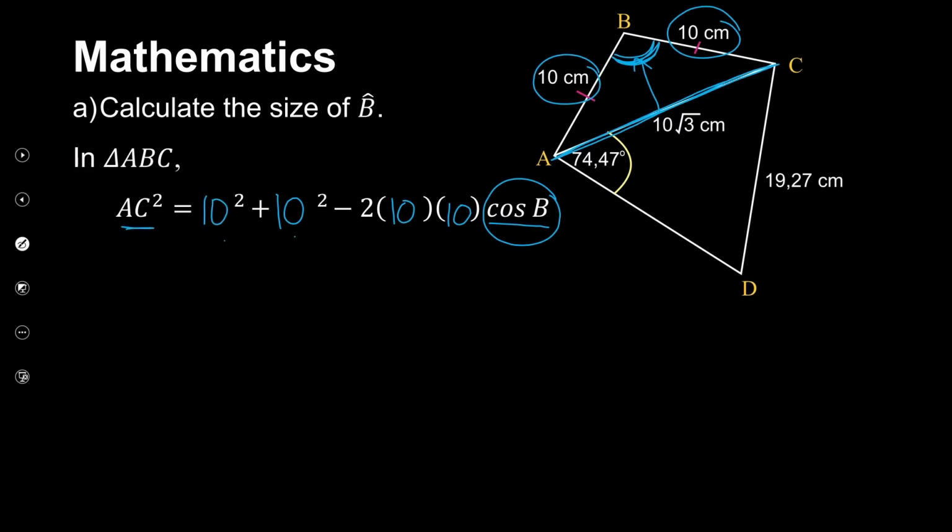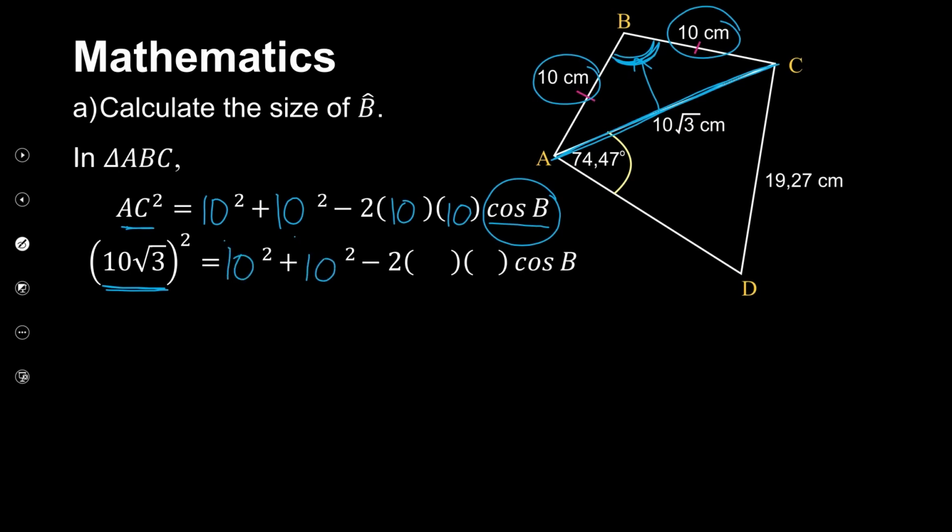Okay, right, now we found AC squared. But remember, we're looking for B, so we've got to do a little bit of rearranging, okay? We've got to substitute AC squared, because that's the other known value we have. So we substitute, AC was 10 root 3. So AC squared is equal to 10 squared plus 10 squared minus 2 times 10 times 10 cos B.